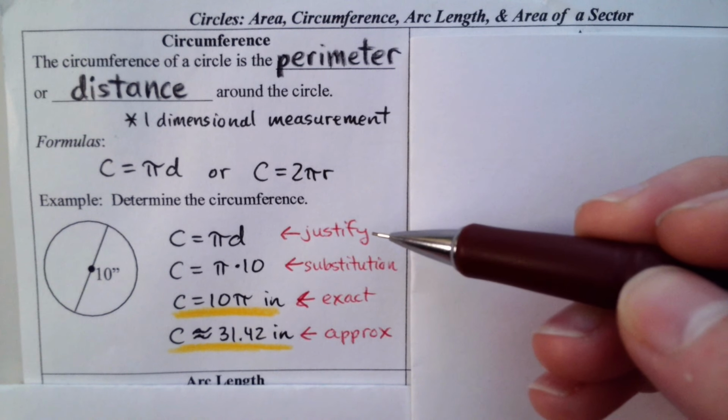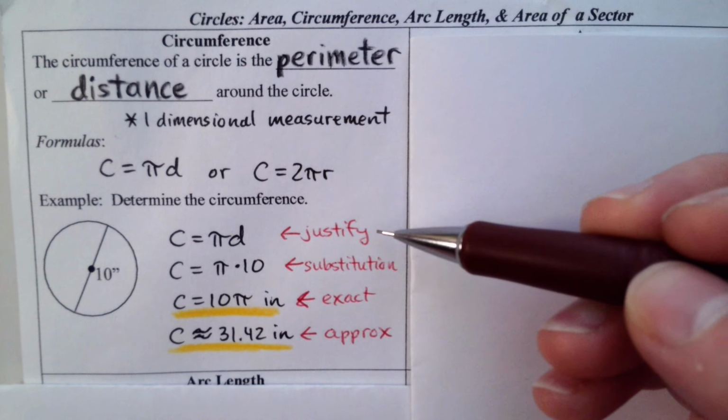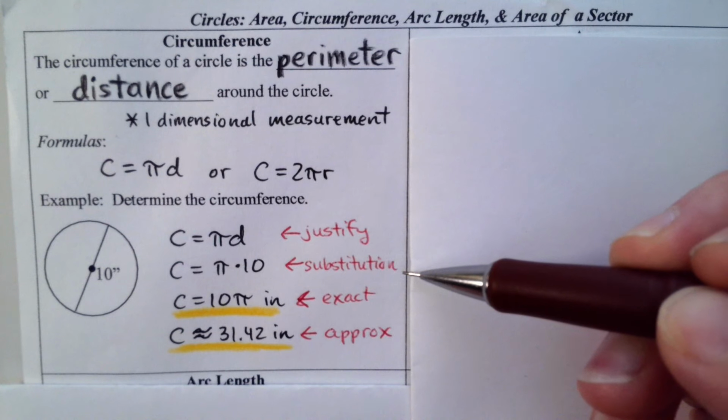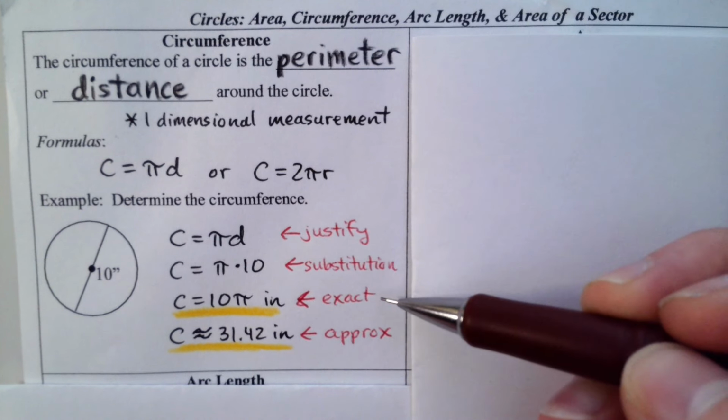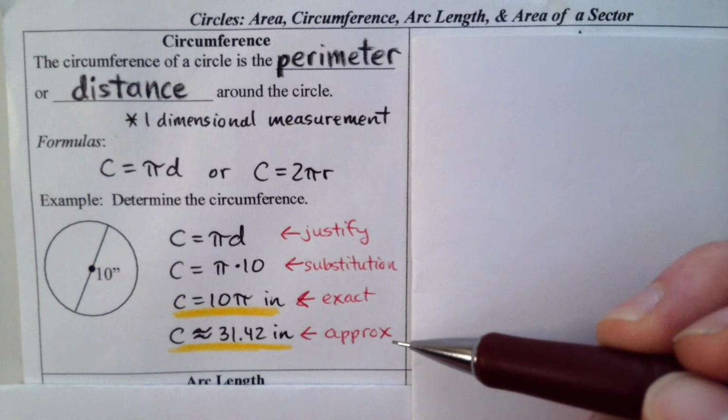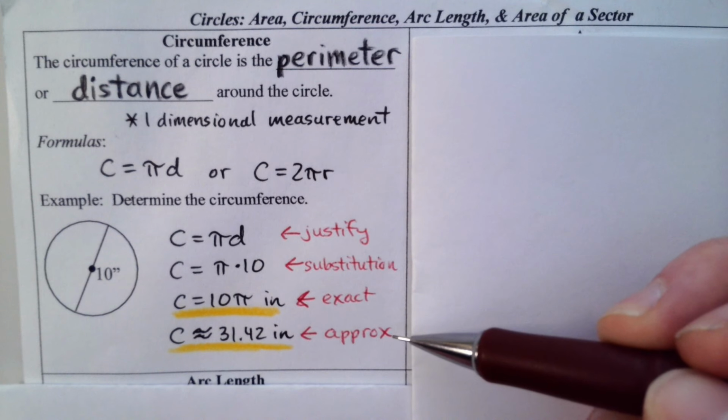We call that our justify step. Next, substitute 10 in for the diameter. Okay, simplify it. So c equals 10 pi inches, and then approximate it using your calculator. So c is approximately 31.42 inches.